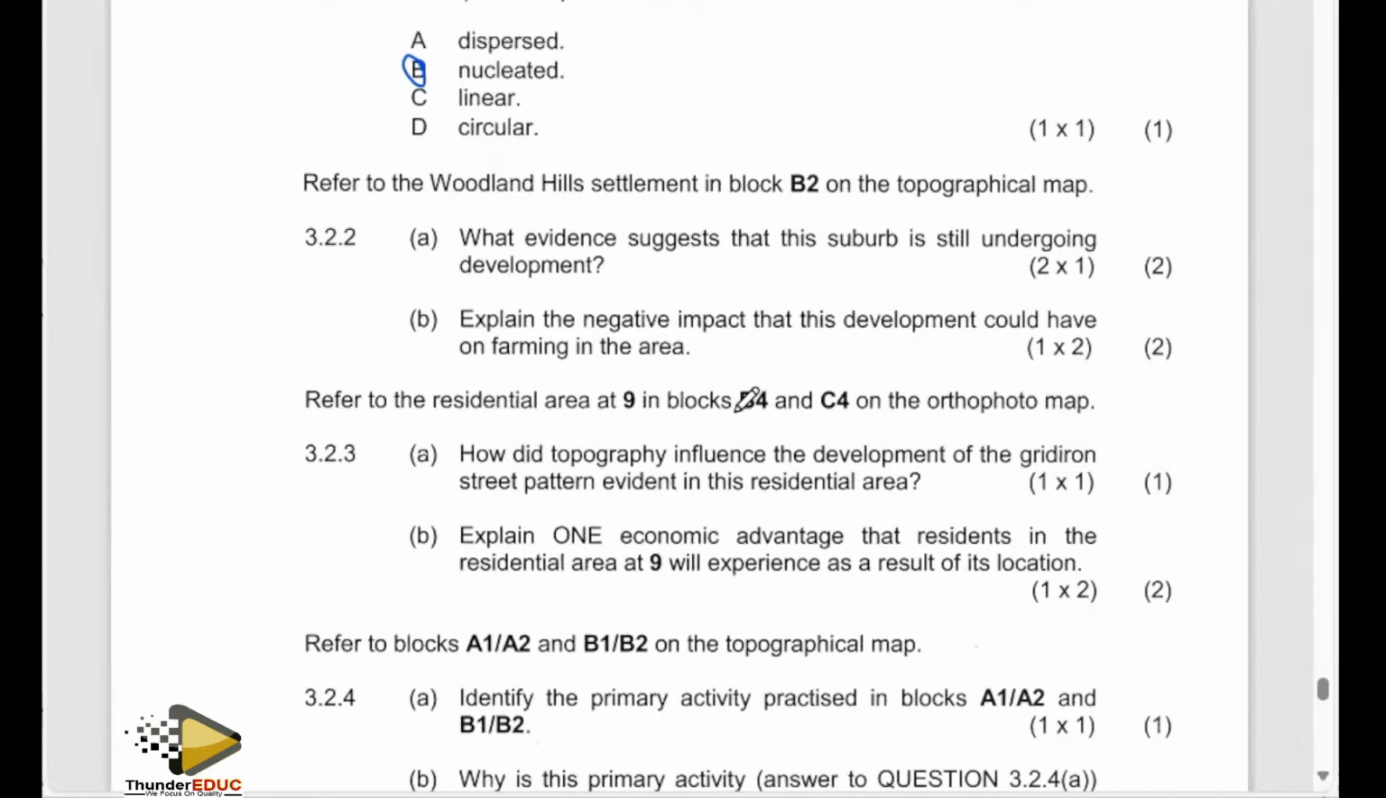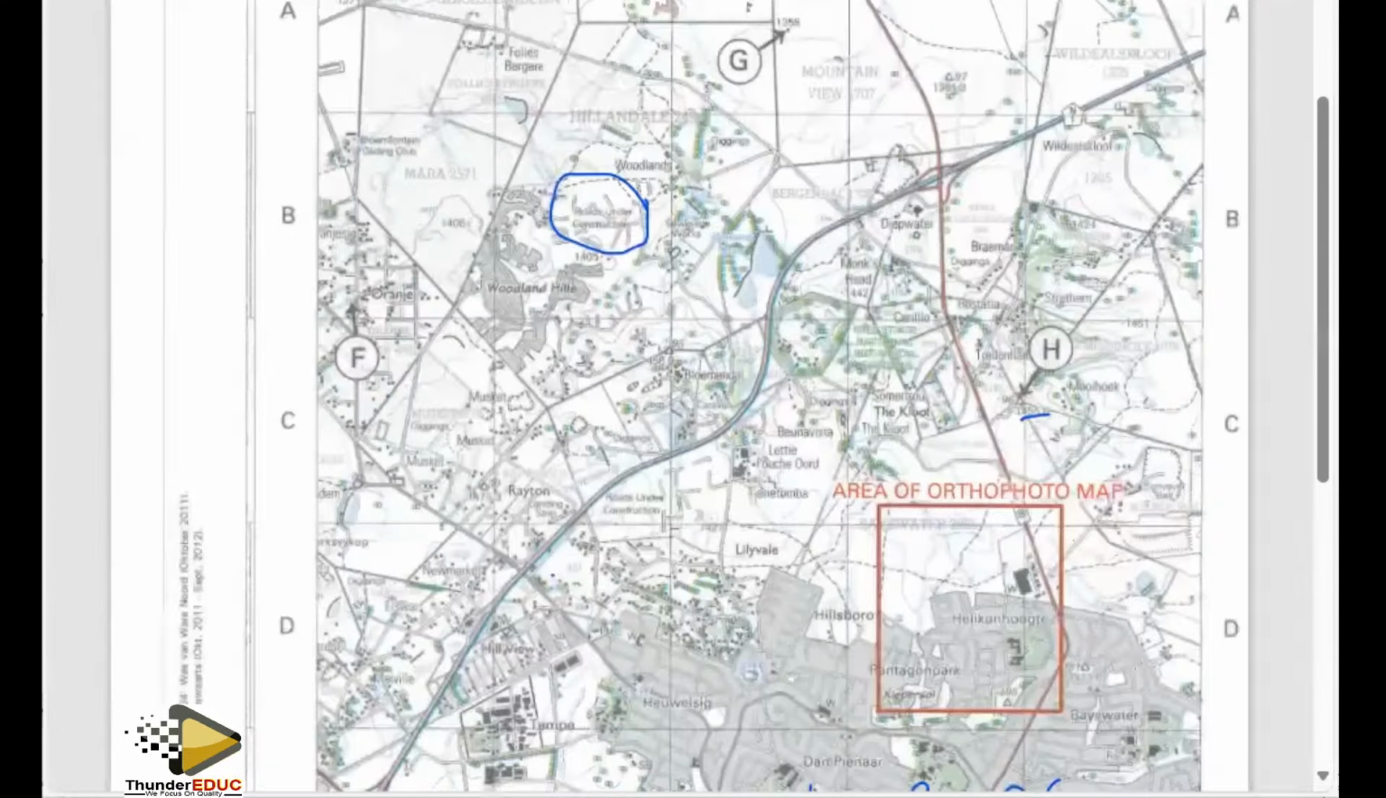Explain the negative impact that this development could have on the farming area. There is a nearby farming area, this farming area here, the cultivated lands. What negative impact can this development happening here have on this farming area? Definitely, it limits the expansion of the farming area.